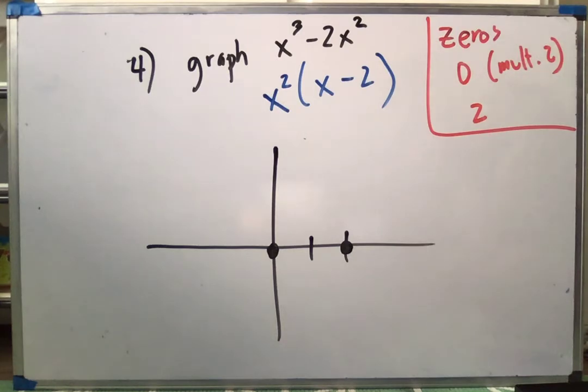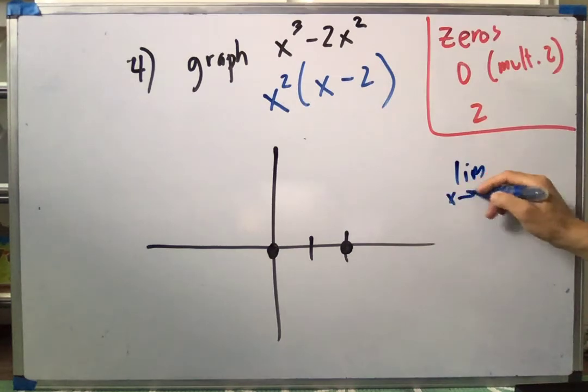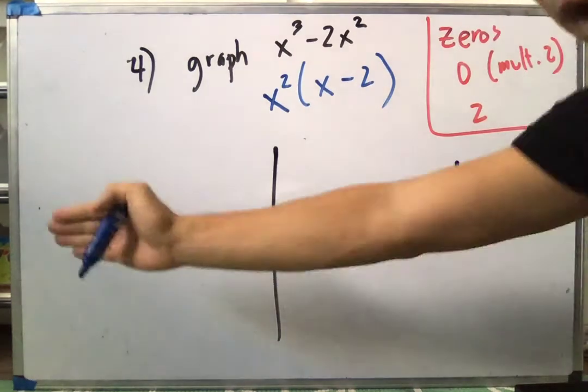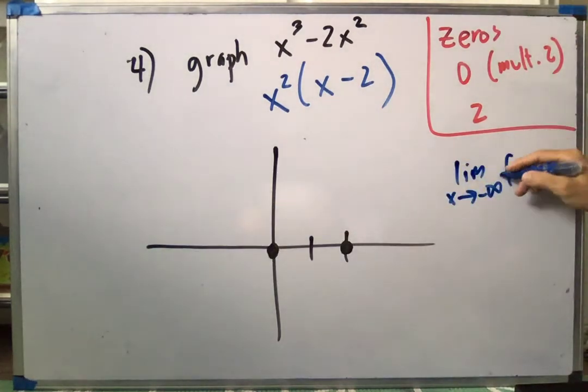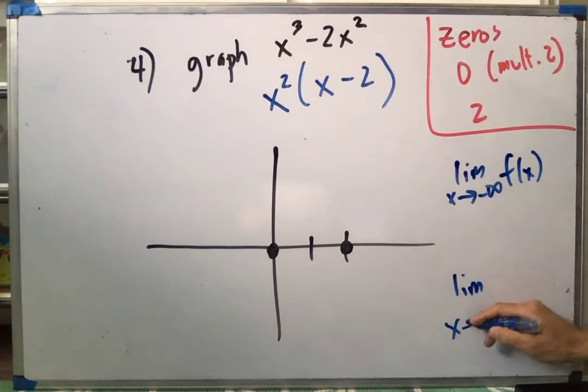Okay, now is when we skip to the next step. Step number 3, consider the limits. This is what we set the groundwork for in those first 3 questions. We want the limit as x approaches negative infinity, that's as it goes far out to the left, what's going to happen to our function. And what's the limit as x approaches positive infinity of our function.